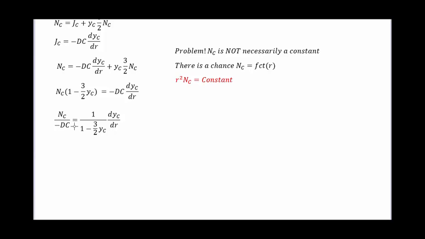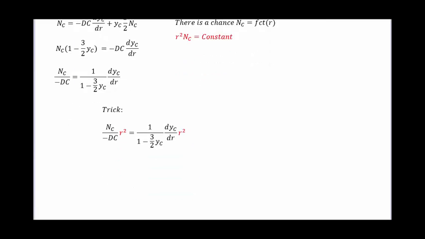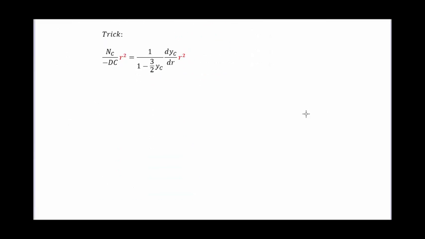We don't know what this depends on, right? So we can't just integrate it or pull it out of the integral like we've been doing so far. But we do know that r squared nc is a constant, and that's the trick that we're going to use. So the trick is that we are going to multiply both sides of the equation by r squared. So now there's an r squared on the right hand side and an r squared on the left hand side.